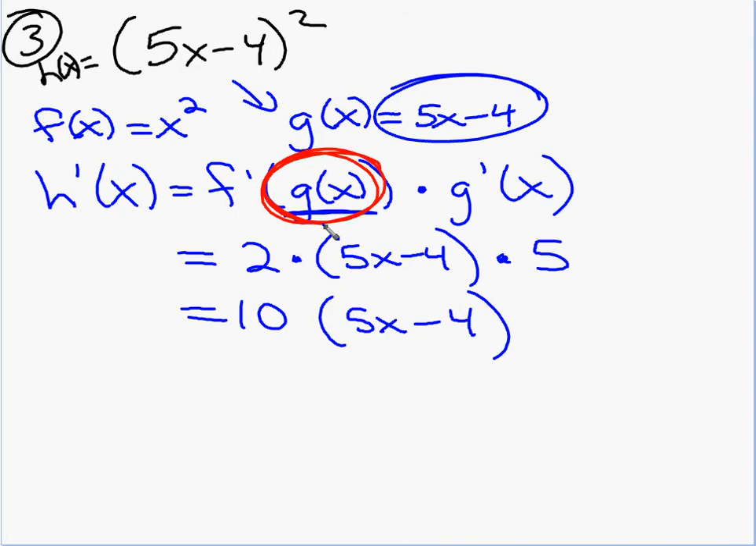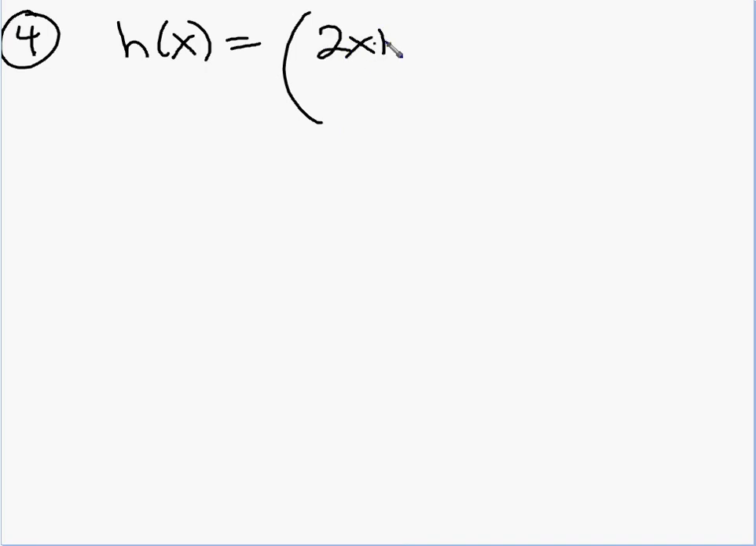Let's do another one. What if h of x equaled 2x plus 1 over 4 minus 3x, the quantity cubed. Okay, there's an ugly one.